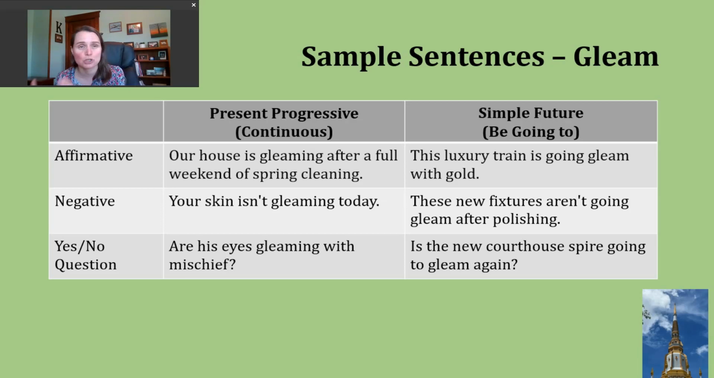To do this, again, you start with your subject. You use the form of be that matches, followed by not, going to, and then the base verb. Here's another example. These new fixtures aren't going to gleam after polishing. So many times this verb has a really positive meaning to it, right? Something looks great, kind of shiny, but sometimes we don't want that.